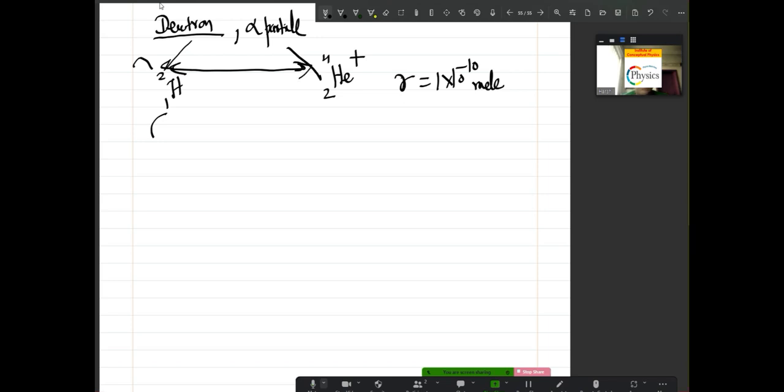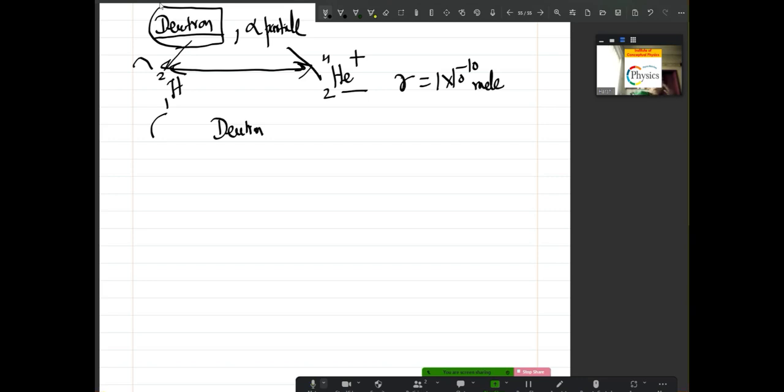Let's talk about what is to be found out. You have to calculate the magnitude of electric field intensity on the alpha particle due to the deuteron. What is the intensity of electric field produced by the deuteron on the alpha particle? Deuteron, by the way, is not even charged like the alpha particle. It has no charge on it.